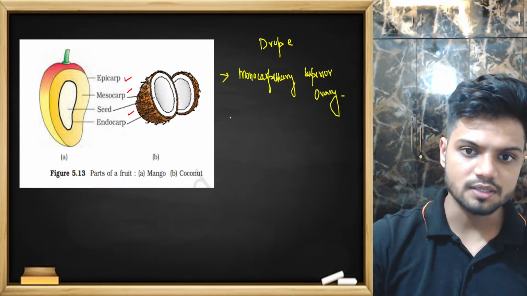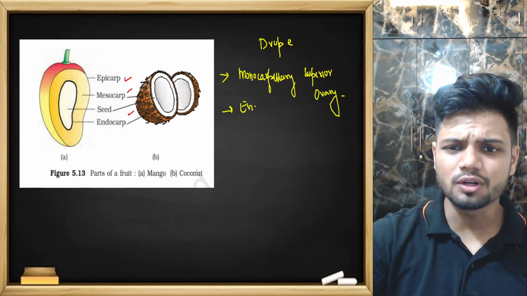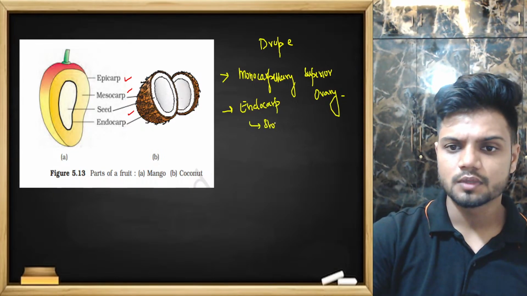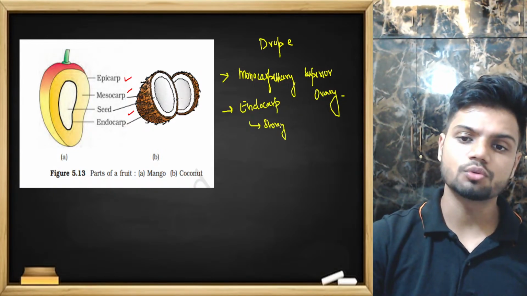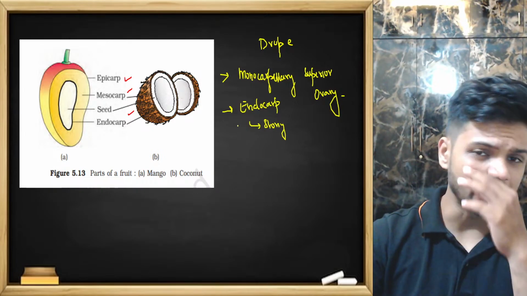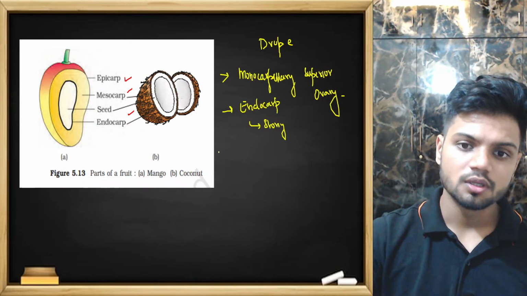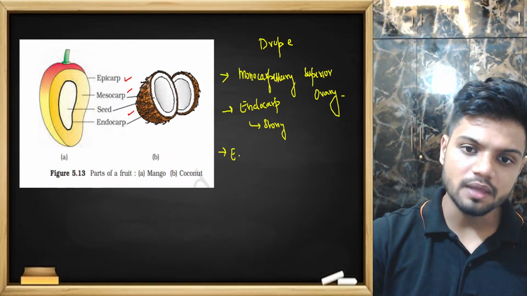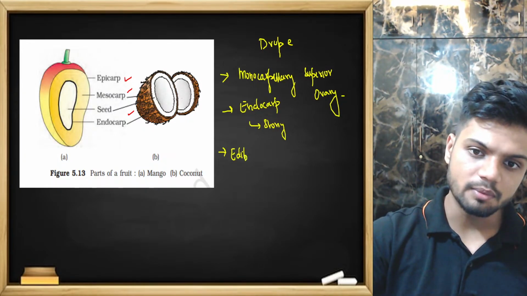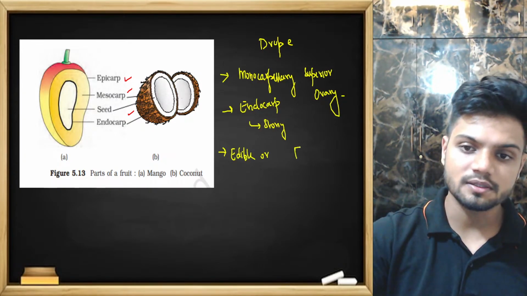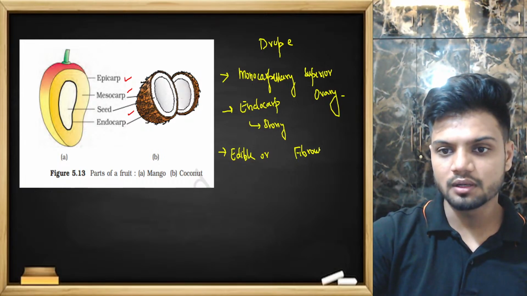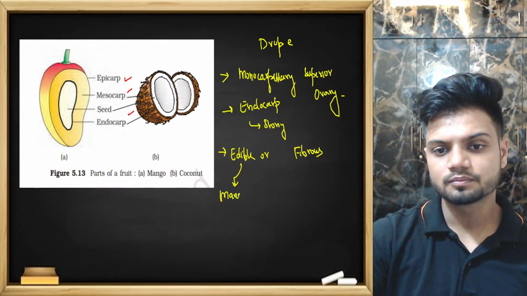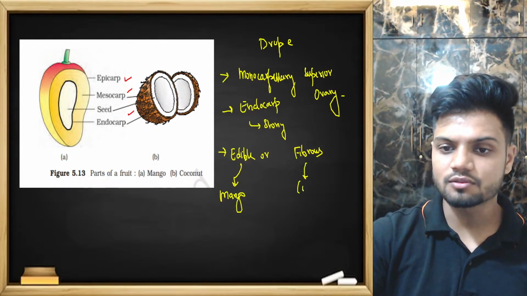Now here understand the endocarp, the inside part. Endocarp is usually stony, like a stone. You can't eat the endocarp here. Now, what about the mesocarp? Mesocarp can be edible or it can be fibrous. Edible in the case of mango and fibrous in the case of coconut.